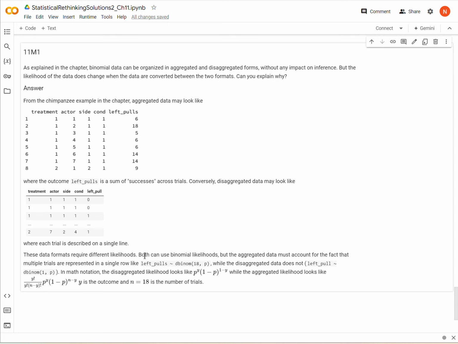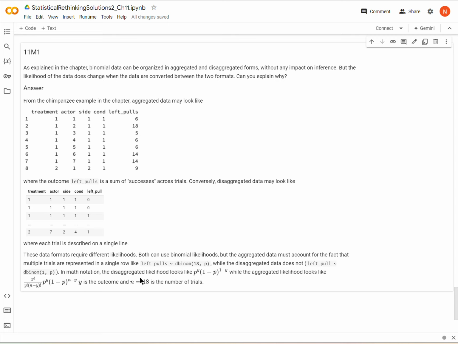In terms of code, the aggregated data accounts for the fact that it's compiling many trials in each row. So if this is the outcome, we need to define the likelihood. We're defining the likelihood here, and we need to say how many binomial trials we had. We had 18 trials, and ultimately we'll try to estimate p. Conversely, for the disaggregated data, because we only have one trial per row, we just put a 1 in there. So our likelihood just says we have one trial for each row.